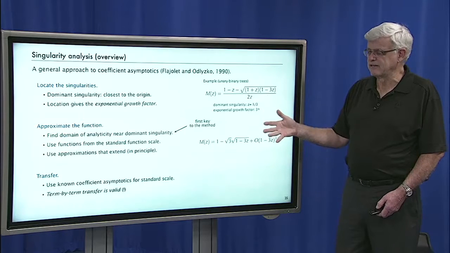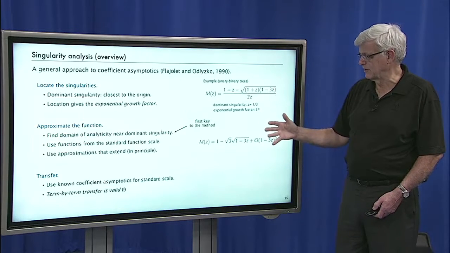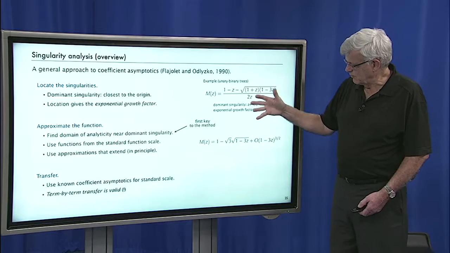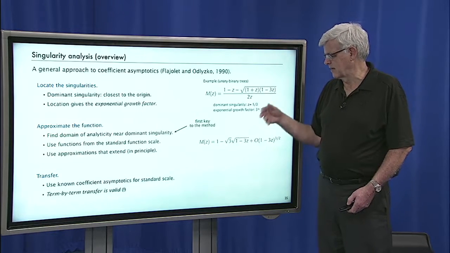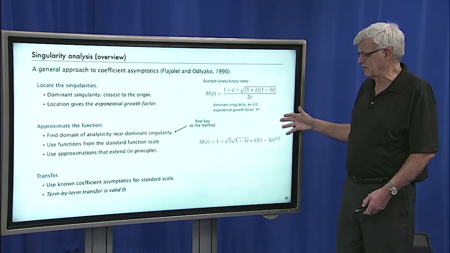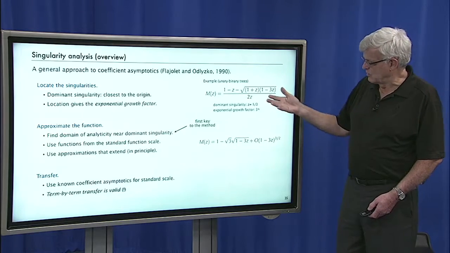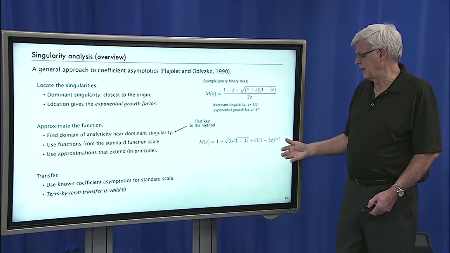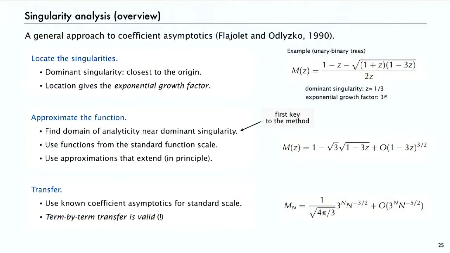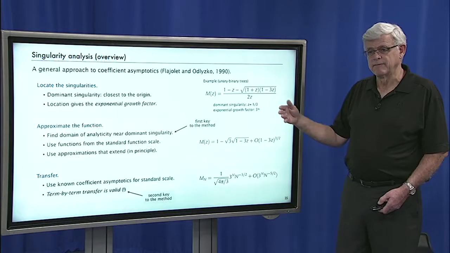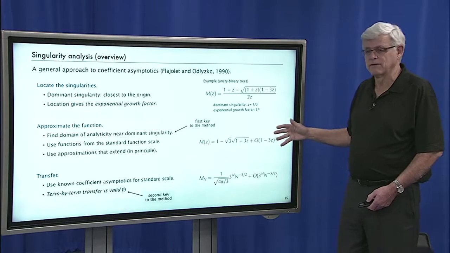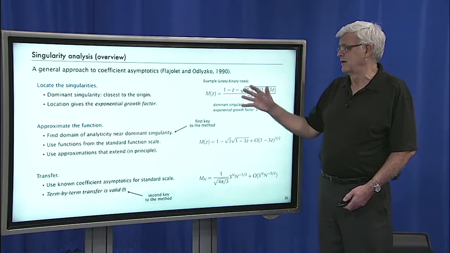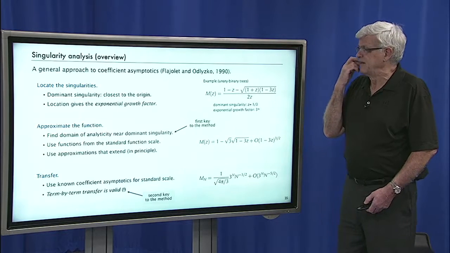And then the other basic idea in singularity analysis is that now we've got the thing expressed as an approximation using the standard scale. We can do term-by-term transfer and immediately transfer this using the standard scale to the result, and even transfer the big O to the corresponding result. That's another key to the method: term-by-term transfer is valid. That has to be proved, and that's one of the keys to the method.